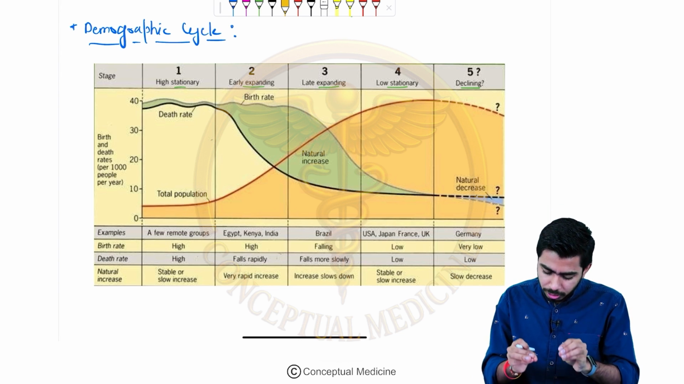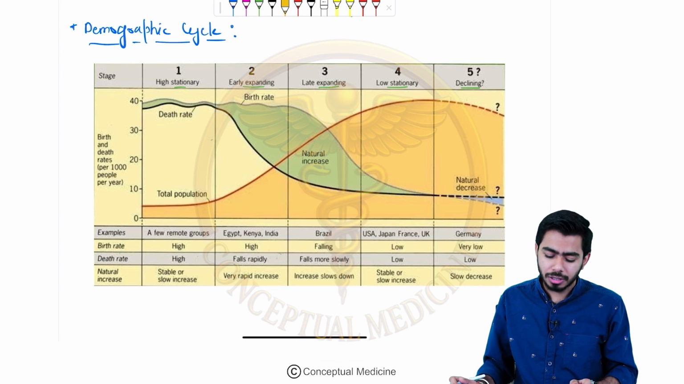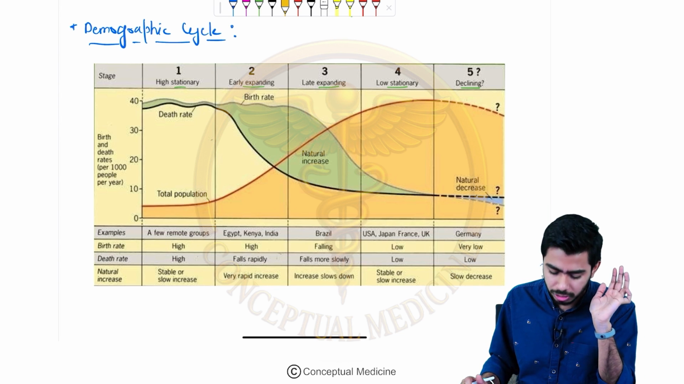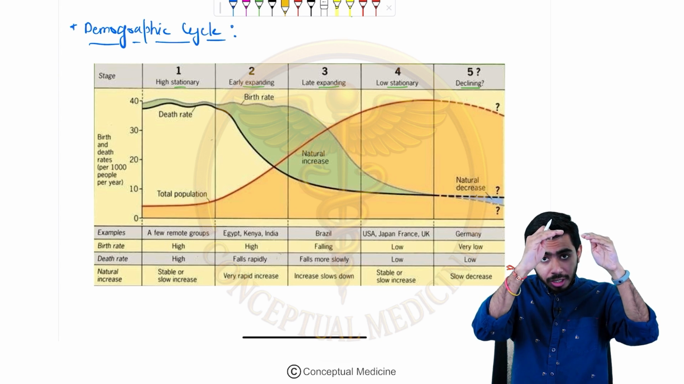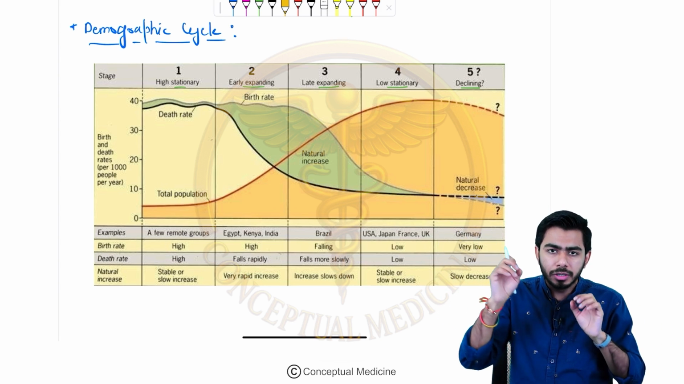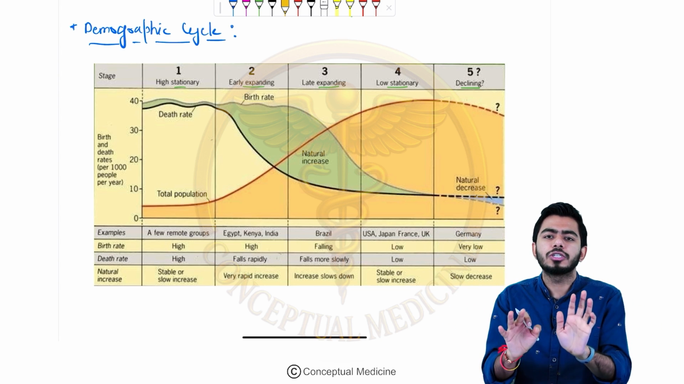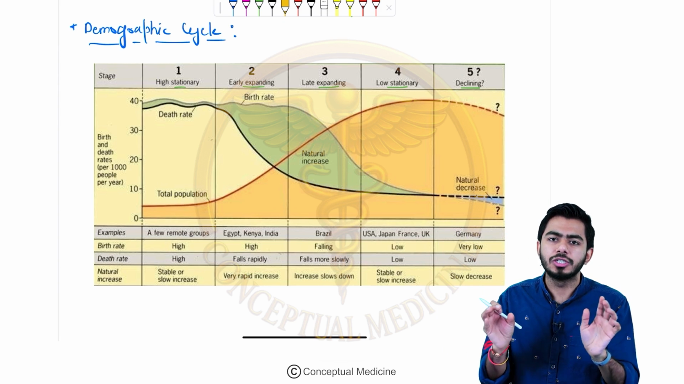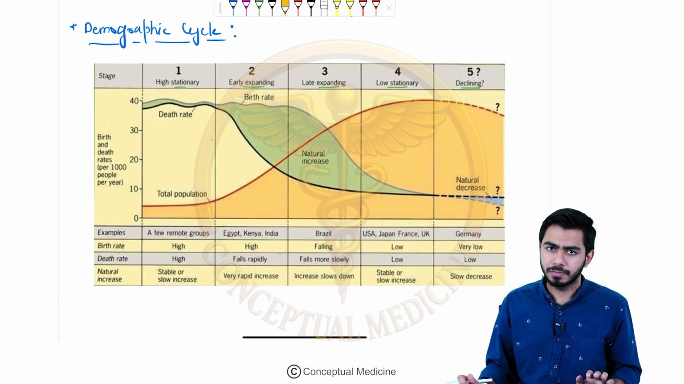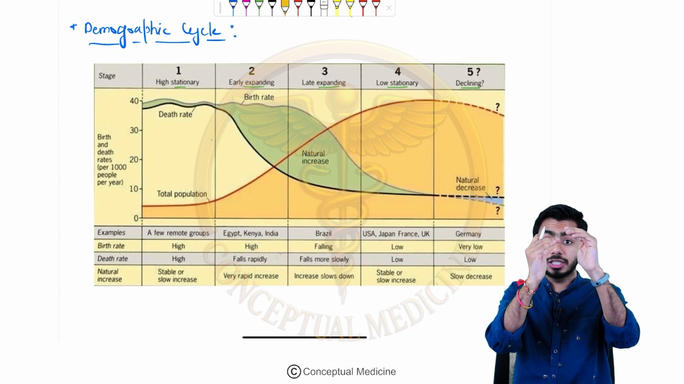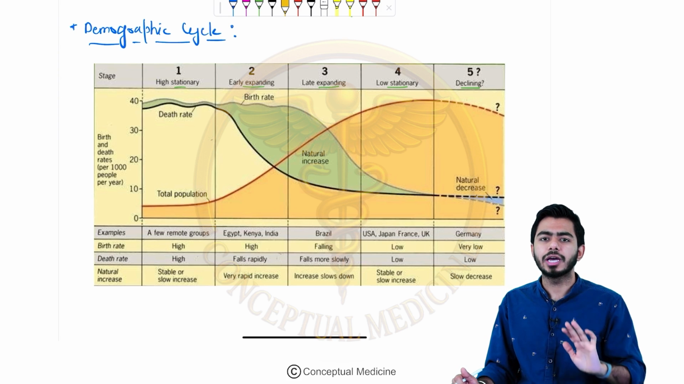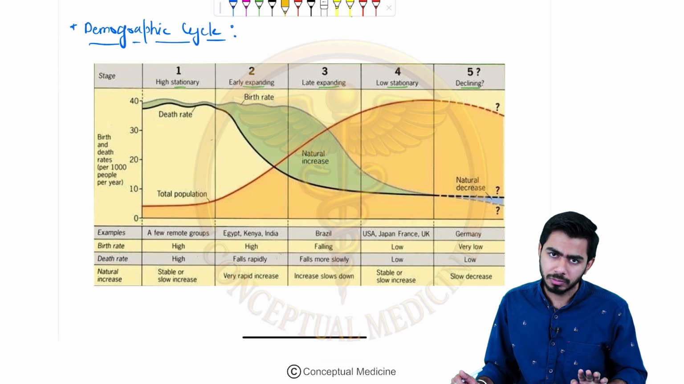Then if you come to the second stage, guys, this is the explosive stage, the early expanding stage, where the birth rate is still stationary. Birth rate remains unchanged in stage 2. MCQ, guys: birth rate and death rate remain unchanged in which stage? Stage 1, right? They will be high stationary in stage 1. That is the name of the stage.